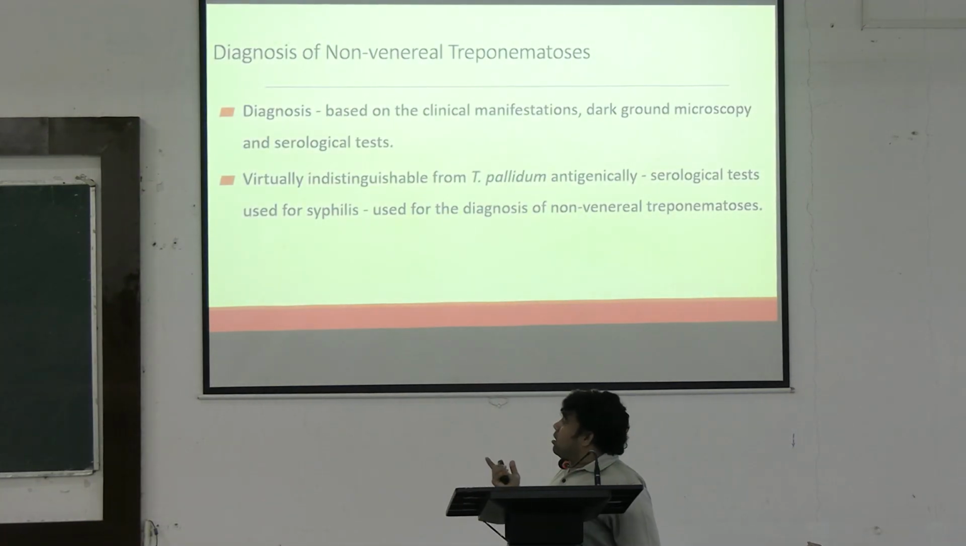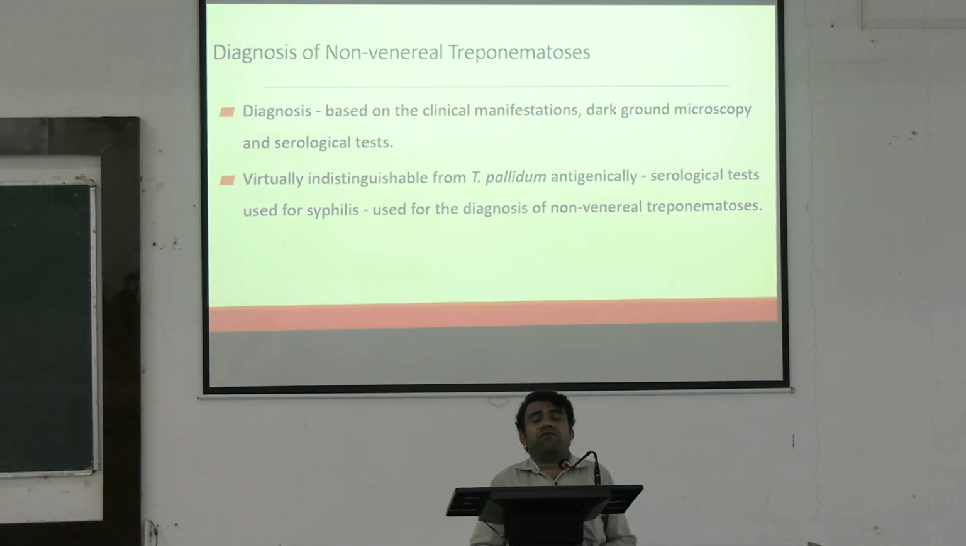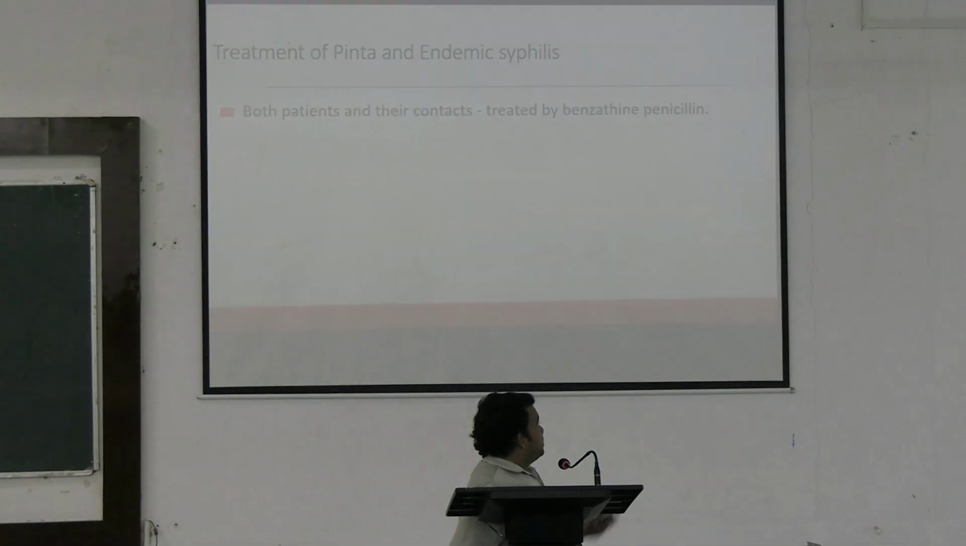And like venereal syphilis, the most potent agent for treating endemic syphilis would include use of penicillin. And I've already told you the diagnosis is slightly cumbersome because all the serological tests, either antigen or antibody tests used for diagnosis of venereal syphilis will also come reactive in these three diseases. Next.